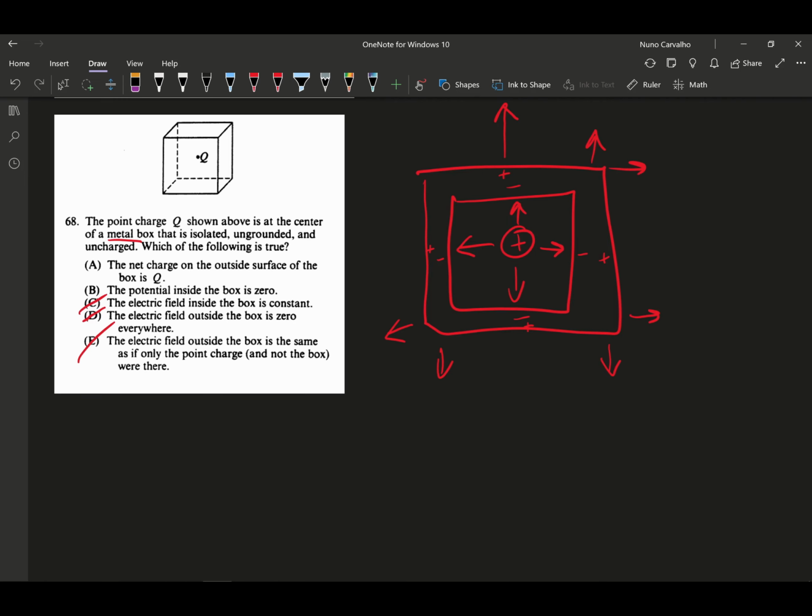And so that leaves us with A. The net charge on the outside surface of the box is Q. And I've actually already talked about this. Using Gauss's law, given that the box itself is uncharged, but the point charge is plus Q, the enclosed charge, I should say, is going to be just Q.